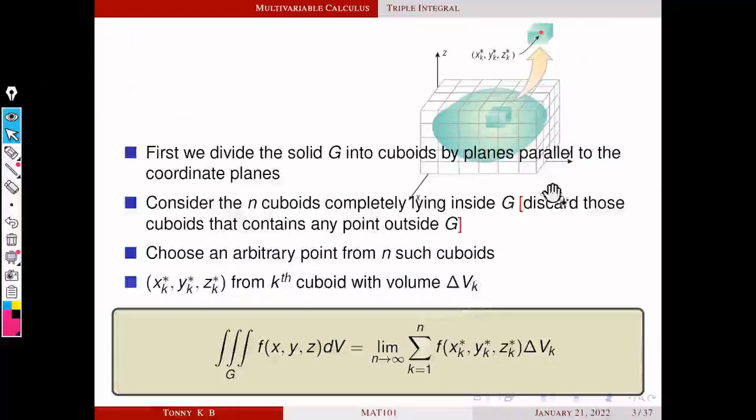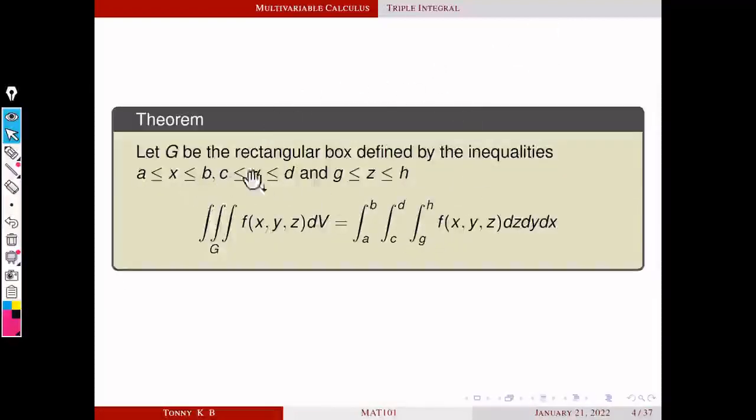As with two variable functions, we know the infinite limit is not easy to calculate. It's almost impossible. So how to evaluate such triple integrals? Let's see one simple case. As with two variable integration, here we consider a rectangular box like this. If G is a rectangular box, then you can easily evaluate the triple integral using iterated integrals.